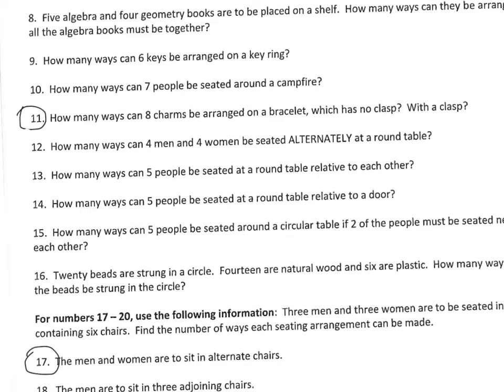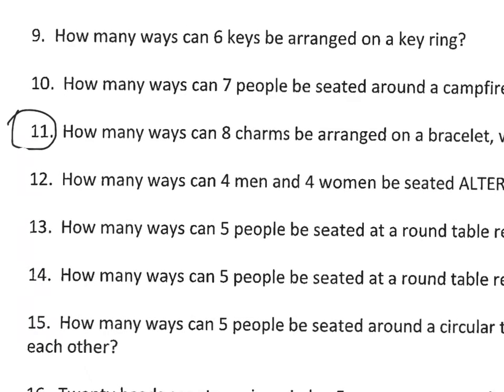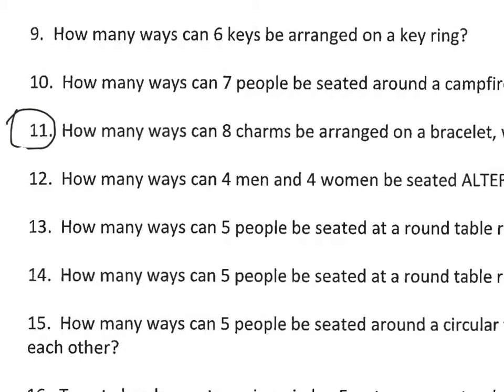Okay, moving on to number 11. How many ways can 8 charms be arranged on a bracelet which has no clasp? So if I think of a bracelet and it has no clasp, that's saying that there is no marker on it, just like sitting people at a round table, there's no marker in the room, so therefore it is going to be a circular permutation. So because there's 8 charms and it's a circular permutation, that part of it's going to be 7 factorial, which, if you recall, circular permutation is n minus 1 factorial.